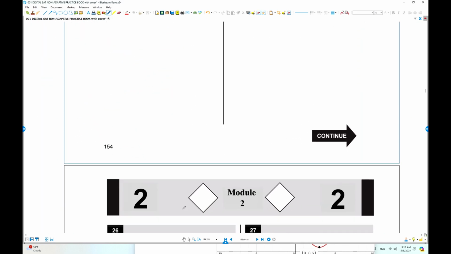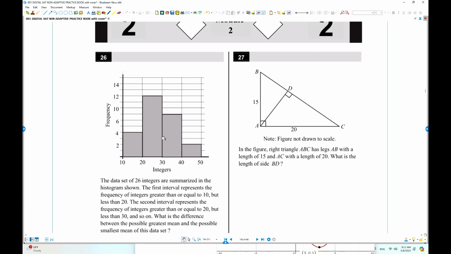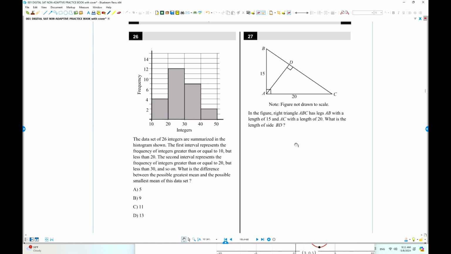Where is the 26 over here? So we have a data set of 26 integers summarized in a histogram. Okay. So the first one over here, the interval has some characteristics. 10 to 19 is this interval, always greater than 10 to 19. The next one is 22 to 29, right? Less than 10, less than 30, okay? So this one is going to be 32 to 39, and 42 to 49, something like that.